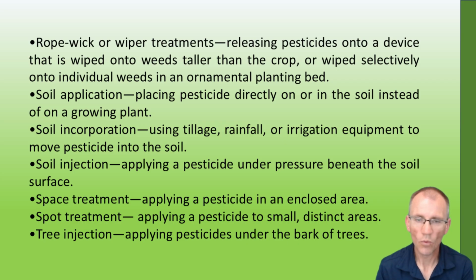growing plant. We're going to look at soil incorporation, using tillage, rainfall, or irrigation equipment to move pesticide into the soil. We're going to look at soil injection, applying a pesticide under pressure beneath the soil surface. We're going to look at space treatment, applying a pesticide in an enclosed area. We're going to look at spot treatment, applying a pesticide to small, distinct areas. And we're going to look at tree injection, applying pesticides under the bark of trees.